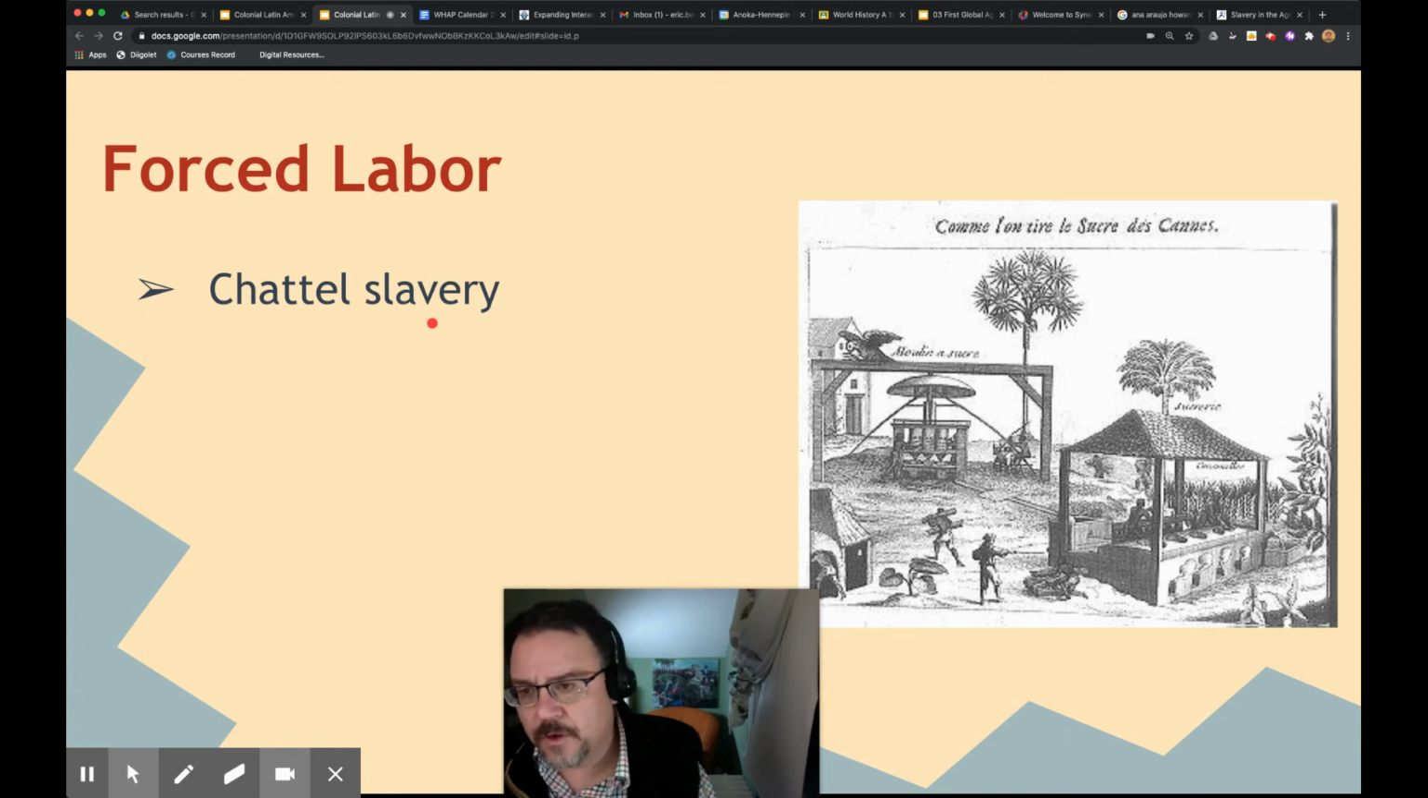One thing that's worth noting, though, since chattel slavery is something that will be familiar to students who've studied American history, is that in the Spanish colonies, chattel slavery was not quite as harsh as it was in the English colonies. That doesn't mean it was okay or even like good, but it was not quite as harsh. There are more opportunities for enslaved people to become free in the Spanish colonies than there were in the English colonies.